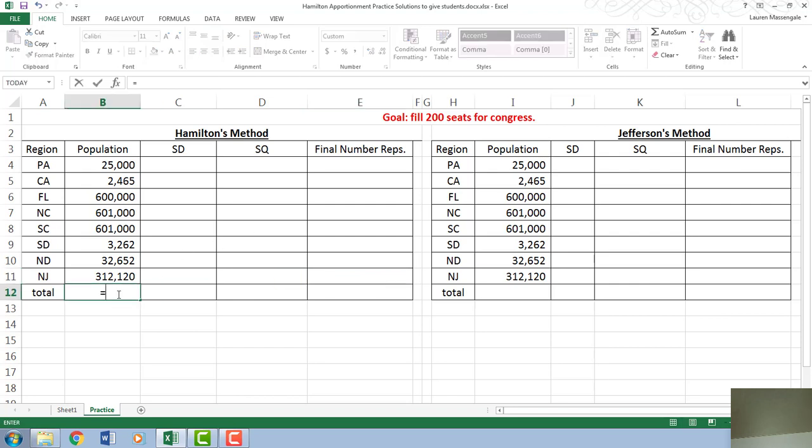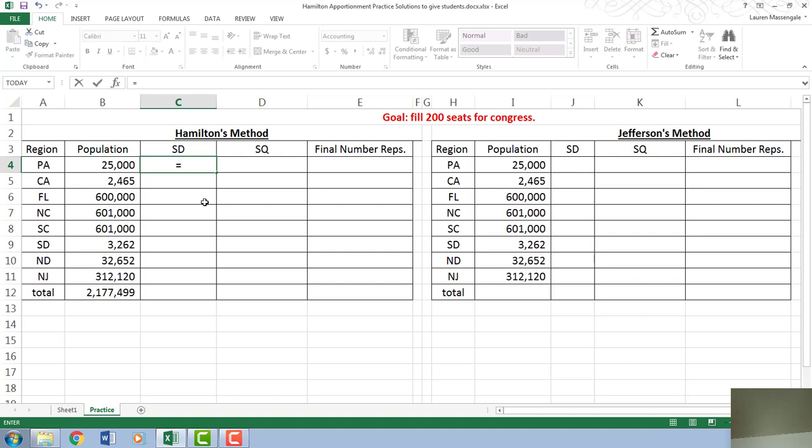The first thing you're always going to need to do is sum the amount of people total in your regions. So I want to either type in B4 colon B11, or I can drag from B4 to B11. So I have my sum of people there. I need to go to my standard divisor. Standard divisor isn't anything special. It's not like a number of people or anything, but it's something that's going to get you to your number of people. It's like an intermediate step.